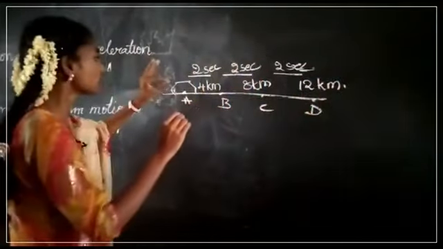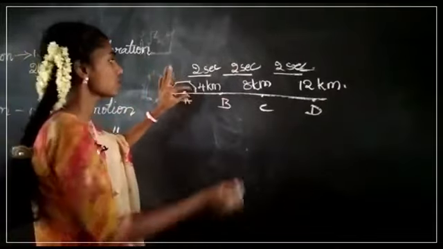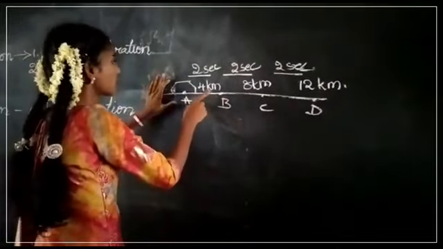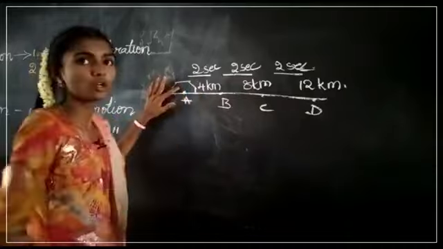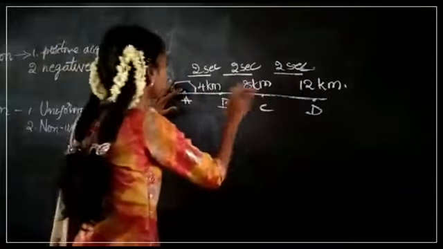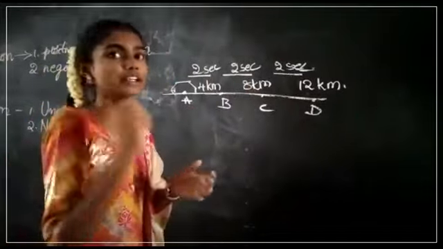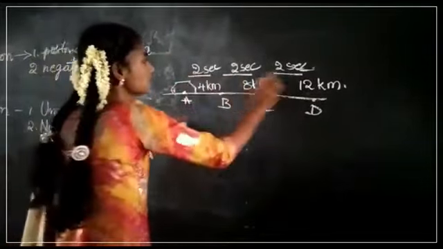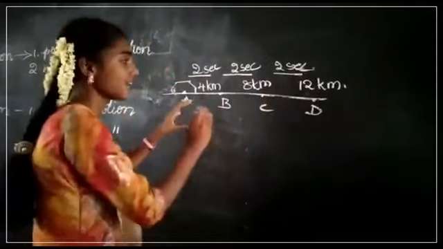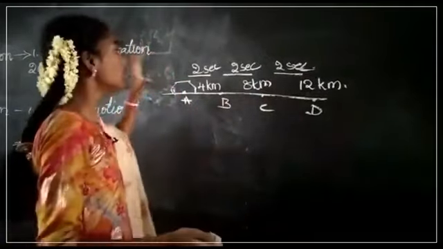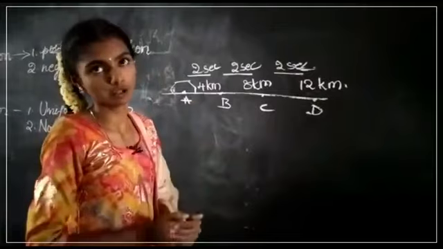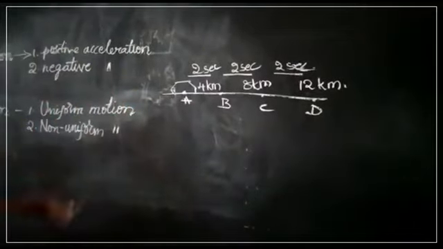See here, the car traveled equal distances. If you subtract 0 from 4 kilometers, we get 4. 8 minus 4, 4. 12 minus 8, 4. So it is traveling equal distances in equal intervals of time. The time is also equal here. So in this case, we can say that the car is in uniform motion.